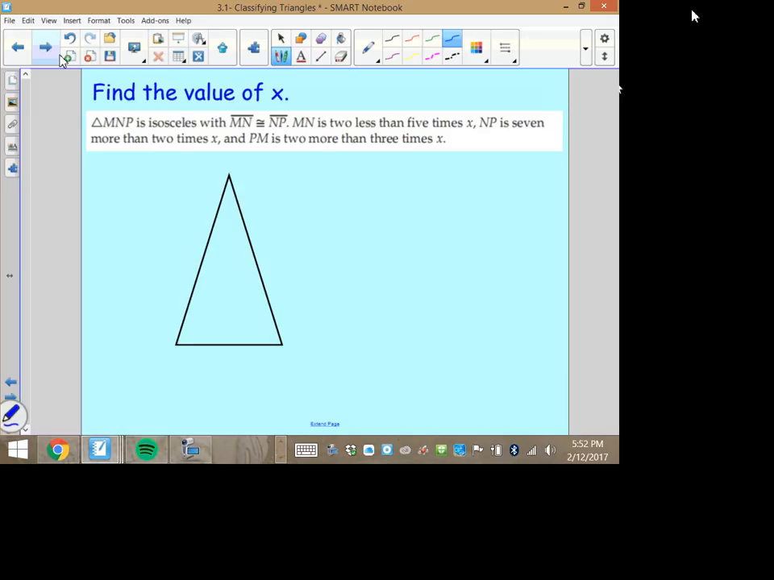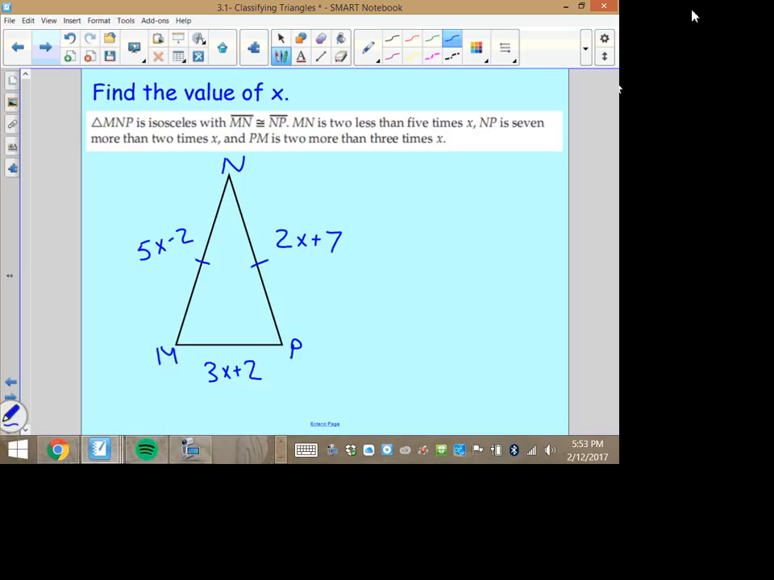So find the value of x if triangle MNP is isosceles with side MN congruent to NP, MN is 2 less than 5 times x, NP is 7 more than 2 times x, and PM is 2 more than 3 times x. So let's first draw this out. We have MN congruent to NP, so N is our vertex, and then we can have our M and our P. So these two sides are congruent. We have MN is 5x minus 2, NP is 2x plus 7, and PM is 3x plus 2.